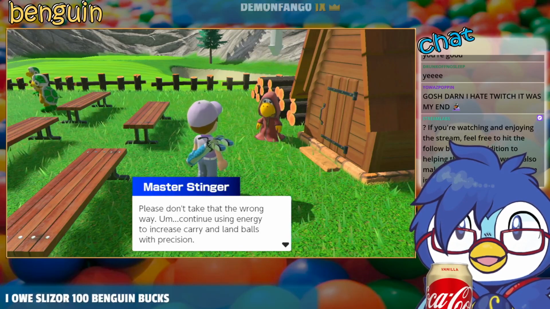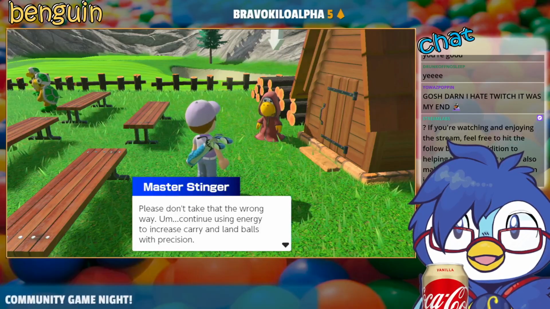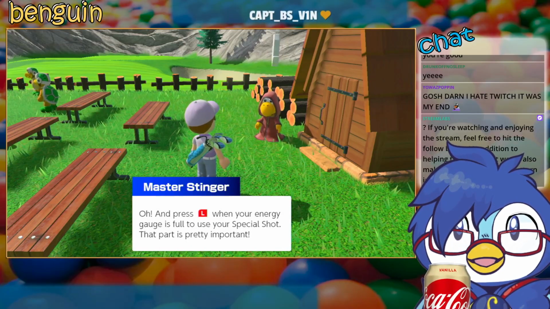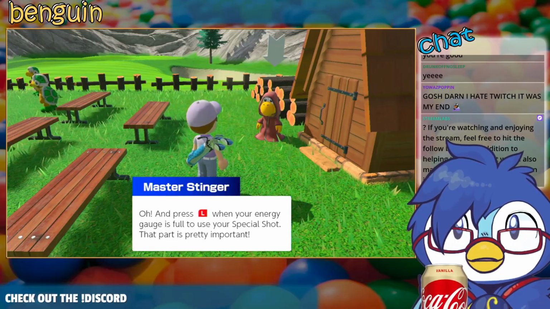Okay, we have to continue using energy to increase carry and land balls with precision. And press L when the energy gauge is full to use our special shot. Okay, cool.